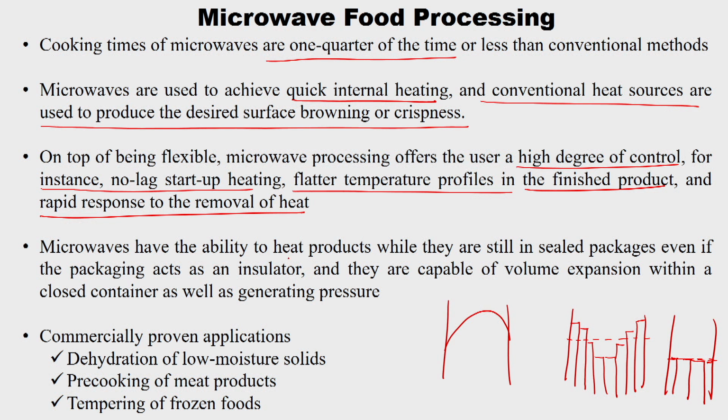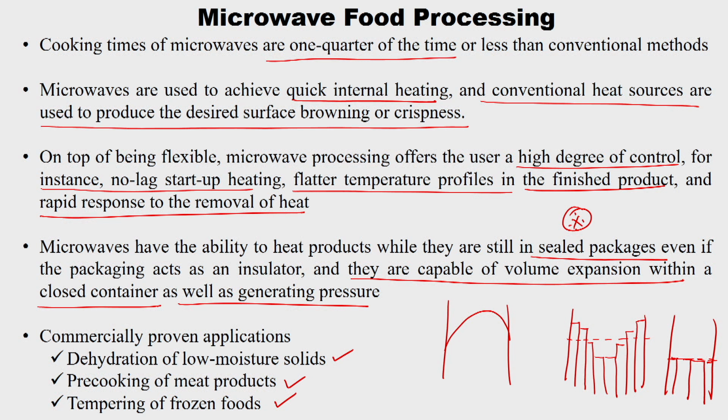Microwaves have the ability to heat products while they are still in the sealed package. This is a very good advantage, because I can heat it in the sealed packet itself. Even if the packaging acts as an insulator, I do not need to heat the packaging. The microwave can penetrate through the insulator and heat the food directly, and they are capable of volume expansion within the closed container as well as generating pressure. The commercially proven applications are dehydration of low moisture solids, drying and pre-cooking of meat products, and tempering of frozen foods.